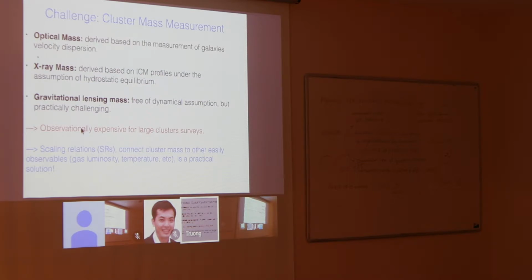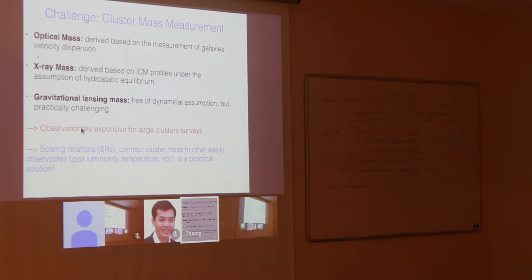But the problem is, any of those methods is very observationally expensive, in the sense that in order to have a good estimation of cluster mass, you really have to put a long time observing one single object. So imagine if you have a large survey of thousands of clusters or even 100,000 clusters, then it's practically impossible to measure the mass for every single cluster.